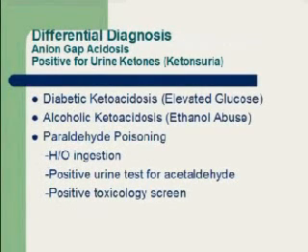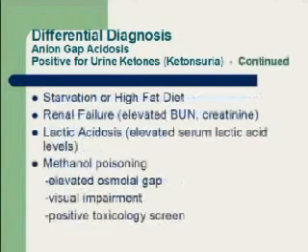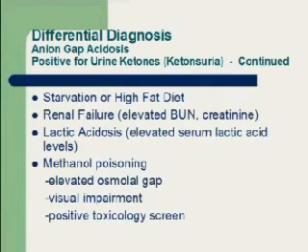In the differential diagnosis, you have to consider diabetic ketoacidosis, alcoholic ketoacidosis, paraldehyde poisoning, the history of ingestion, positive urine test for acetaldehyde, and then a positive toxicology screen. For anion gap acidosis, positive for urine ketones or ketosuria, starvation, high-fat diet should be considered. Renal failure, elevated BUN, which is blood urea nitrogen that's measured in the bloodstream, or creatinine levels.